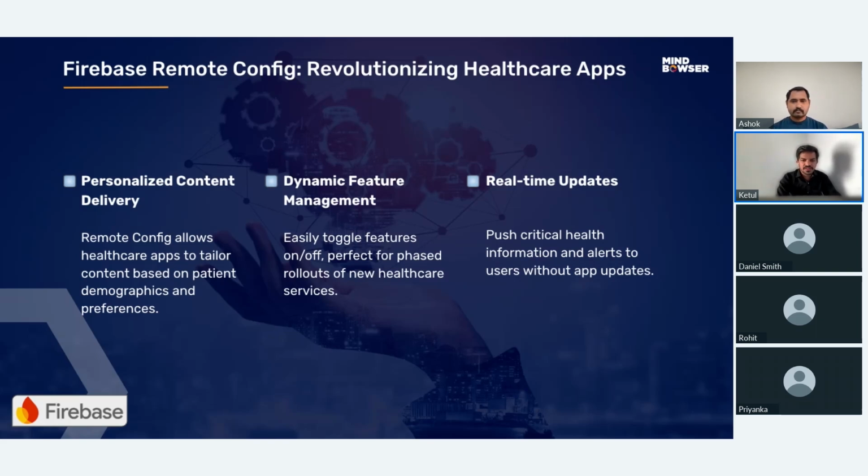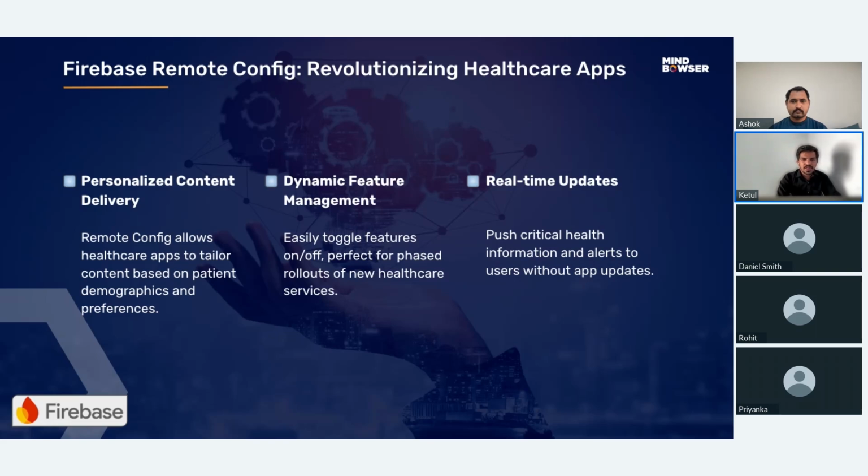During a health emergency such as a disease outbreak, Remote Config can update the app to highlight prevention measures, vaccine schedules, and nearby testing centers. For chronic disease management, it can push personalized medication alerts or reminders based on real-time health data. The ability to adapt dynamically ensures that your users stay informed and engaged at all times.